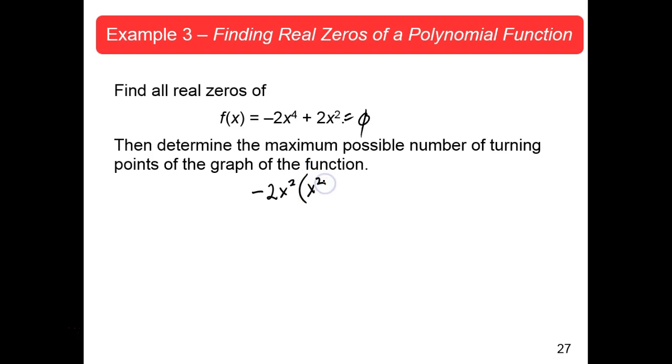X squared. Second one? Minus 1. Excellent, minus 1. And that's equal to 0. Are you through factoring? Yay or nay? What you think? Can you factor any further? Anybody?